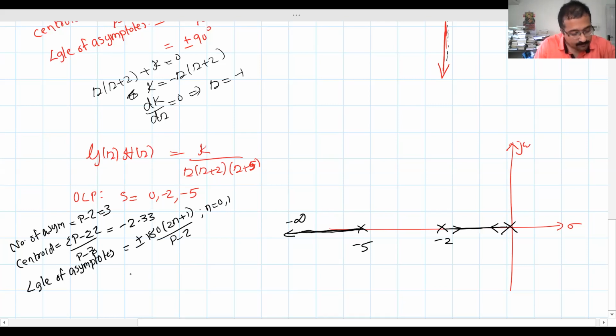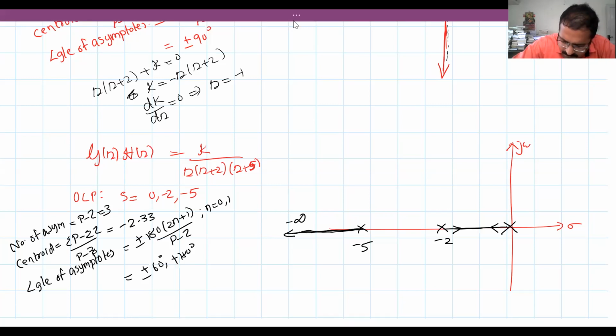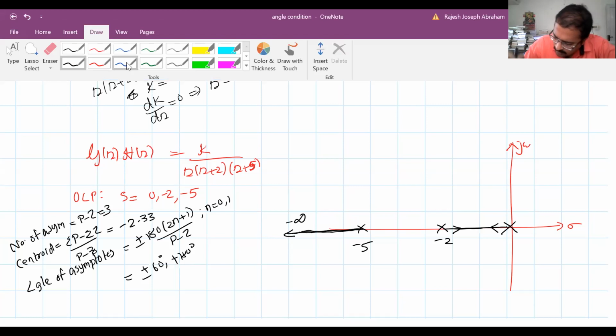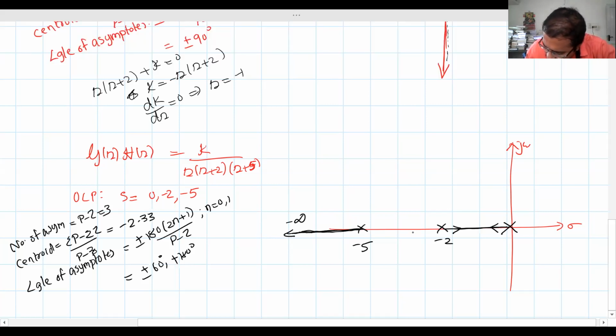What will you get? Plus 60, minus 60 and plus 180 degrees. Okay, so the 180 degree one is already here, and the third branch starting from minus 5 is already lying on the 180 degree line. So nothing to worry about that. Now what next? Plus 60 and minus 60. Where is the centroid? It is at minus 2.33, somewhere here. Now I have to draw plus 60 and minus 60.